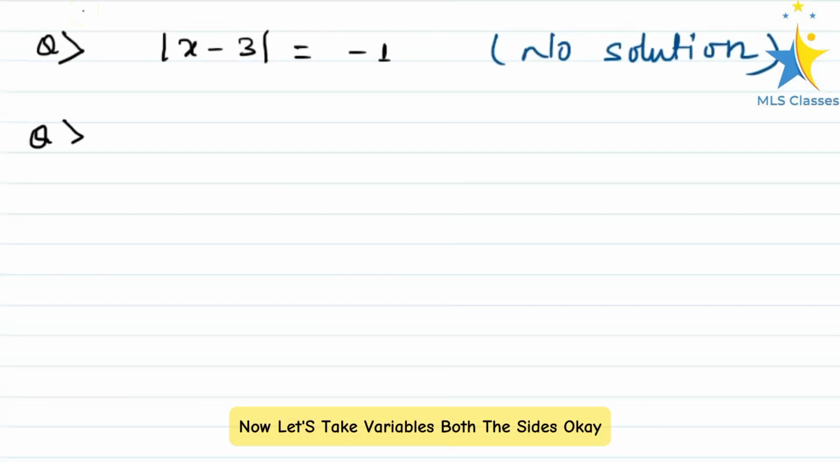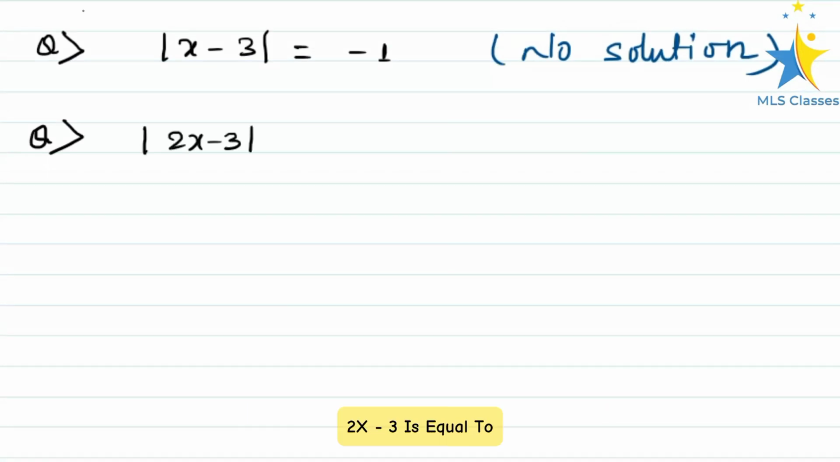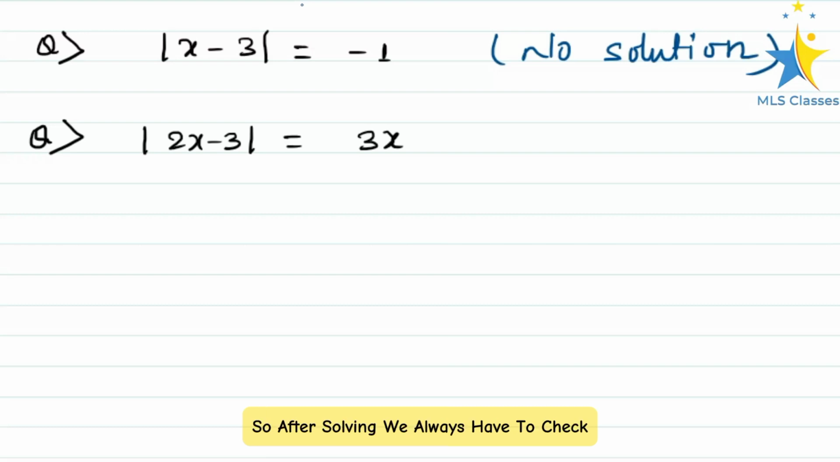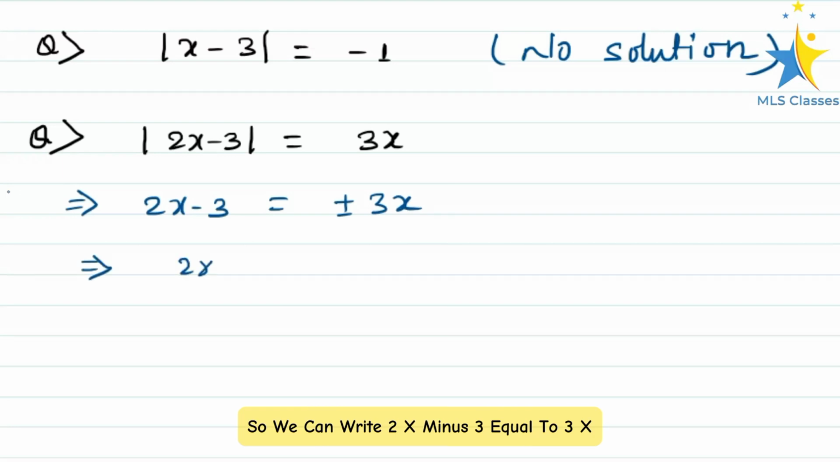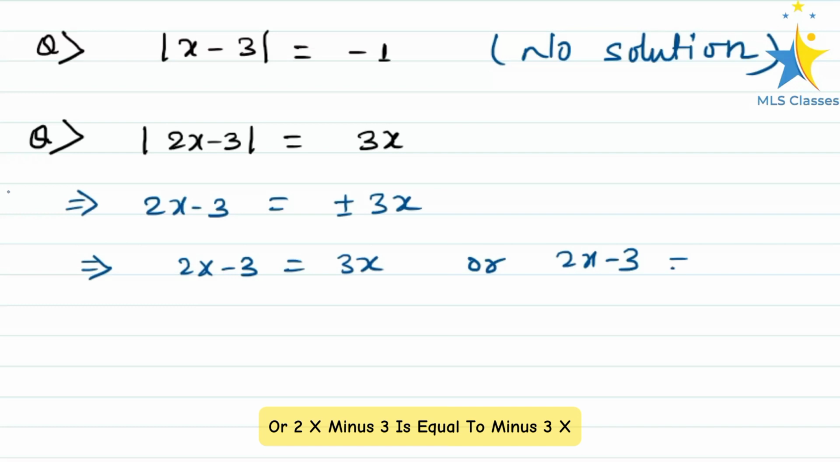Now let's take variables on both sides. So suppose we are having absolute value of 2x minus 3 is equal to, suppose, 3x. Then if variables are on both sides, we don't know the value of x. So after solving, we always have to check whether it is giving us the right solution or not. So how will we do it? 2x minus 3 is equal to plus minus 3x. So we can write 2x minus 3 equal to 3x, or 2x minus 3 equal to minus 3x.